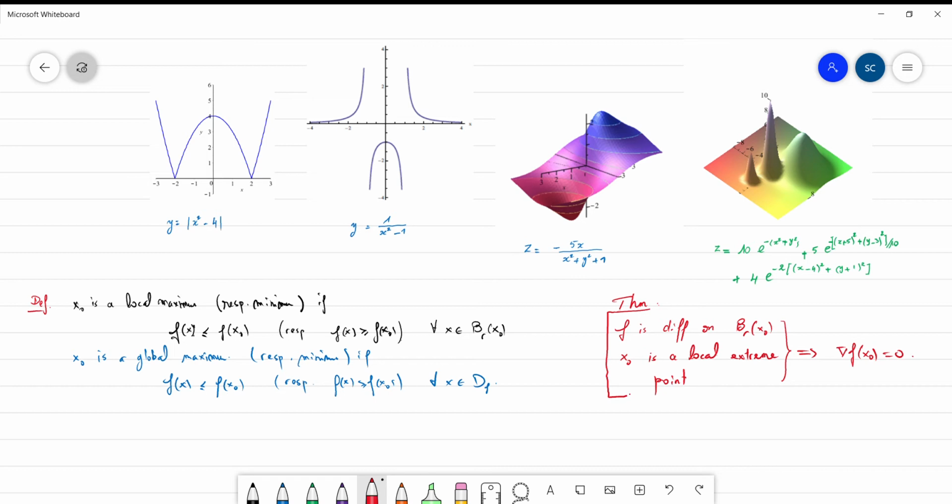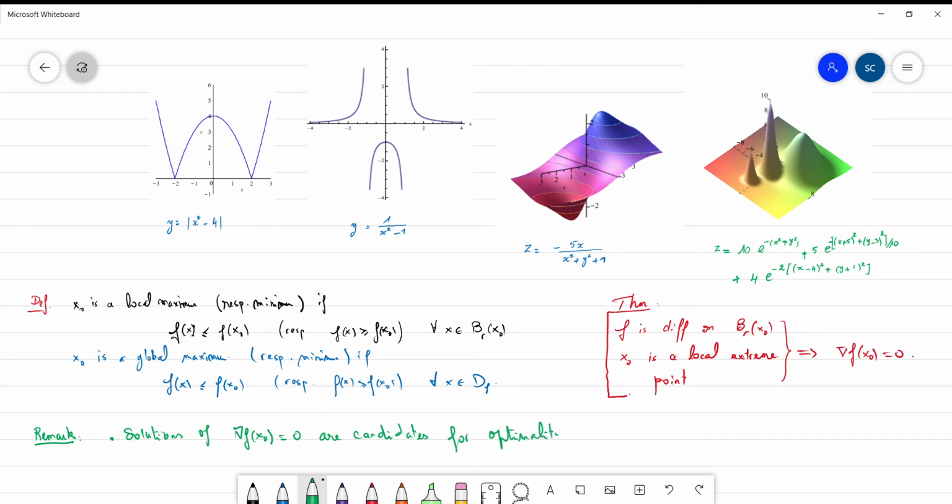The theorem doesn't say that the solutions of the gradient equation are necessarily extreme points. So let's put this as an important remark: the solutions of the equation gradient f(x0) equals 0 are candidates only, candidates for optimality.